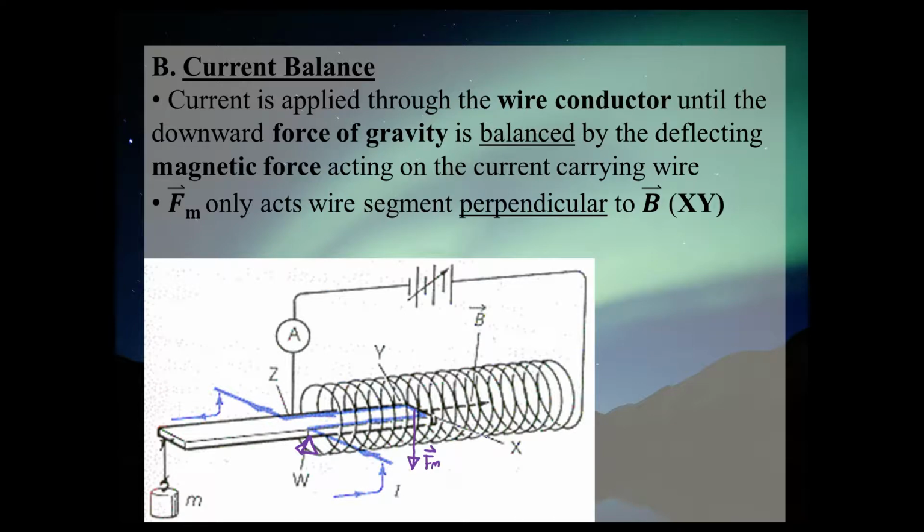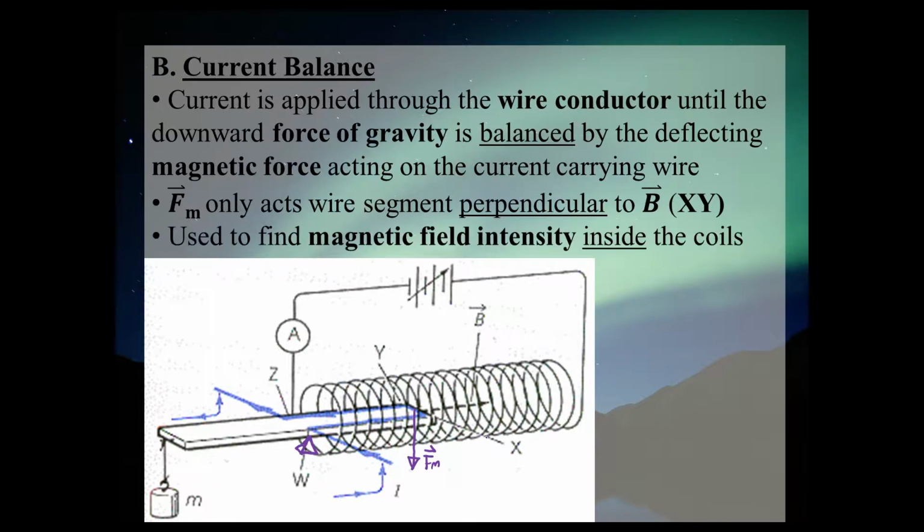The only part of the wire that experiences a deflecting magnetic force is the portion that's perpendicular to the field. So even though sections of the wire WX, XY, YZ pass through the magnetic field, the only segment of wire perpendicular to it is segment XY.